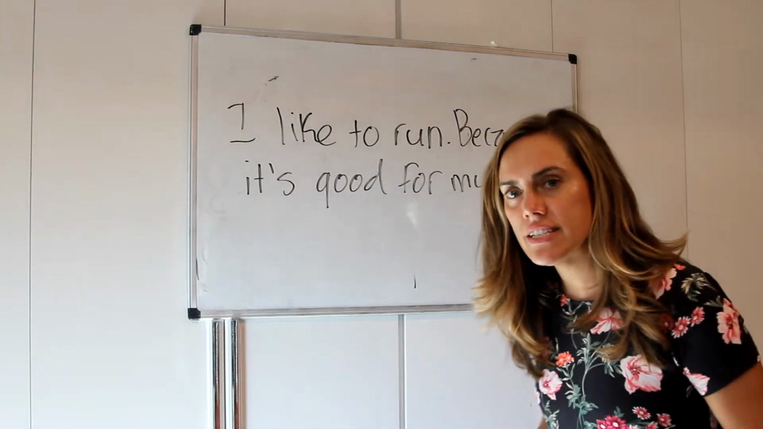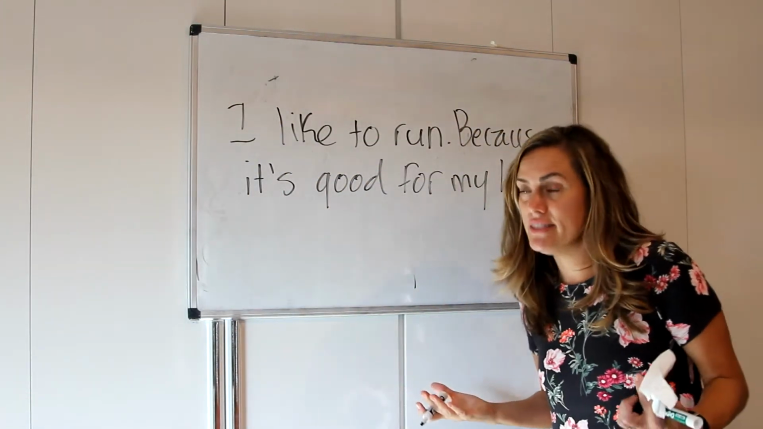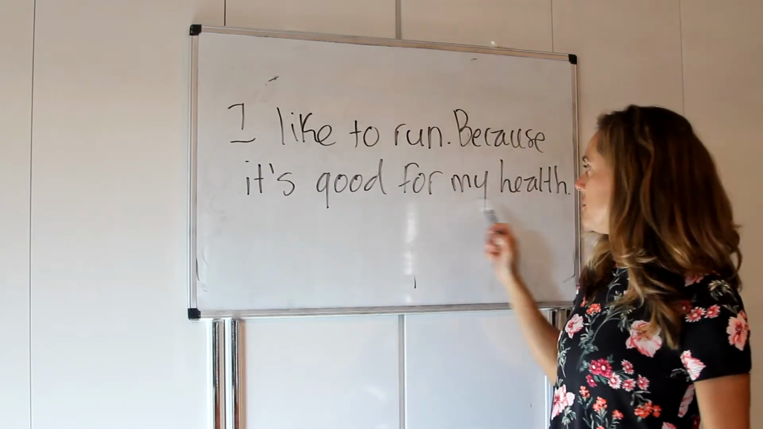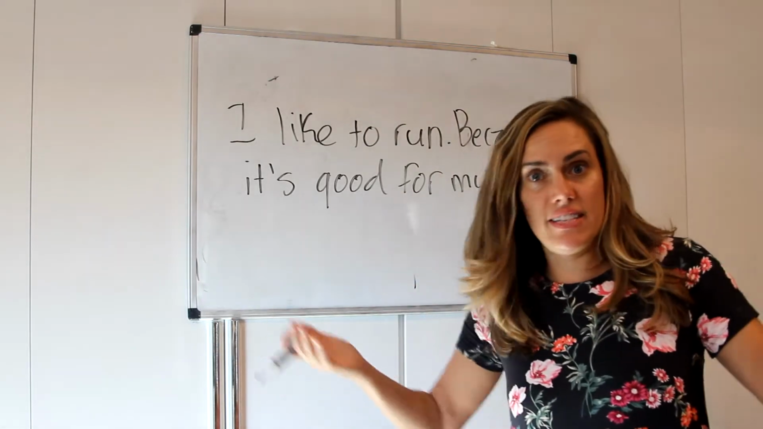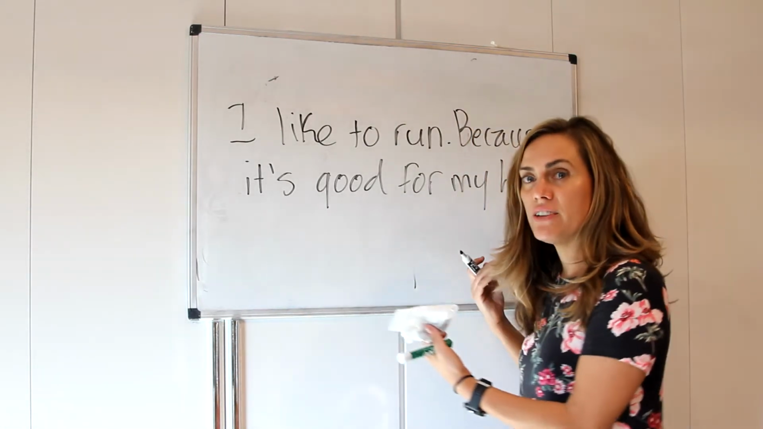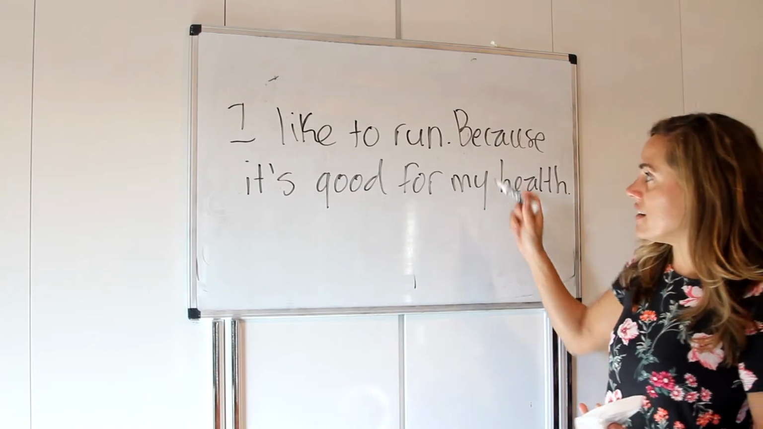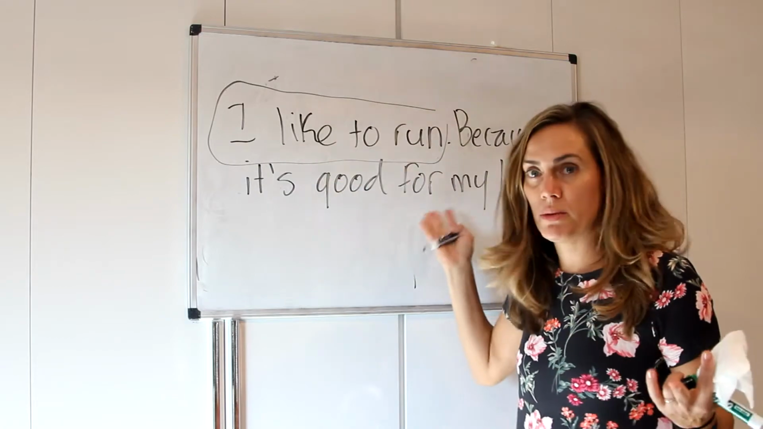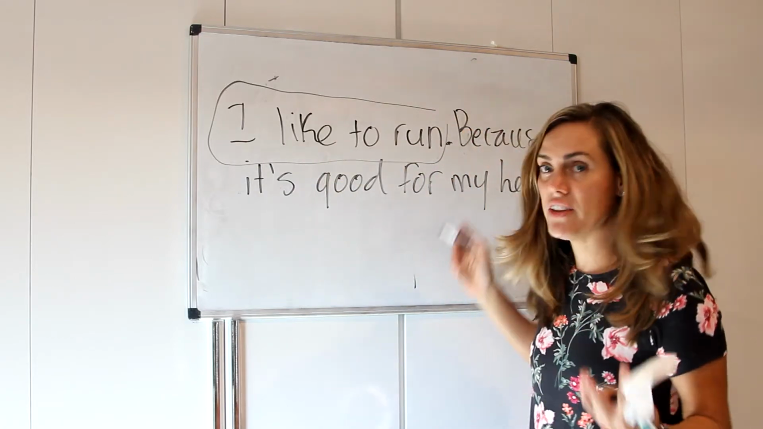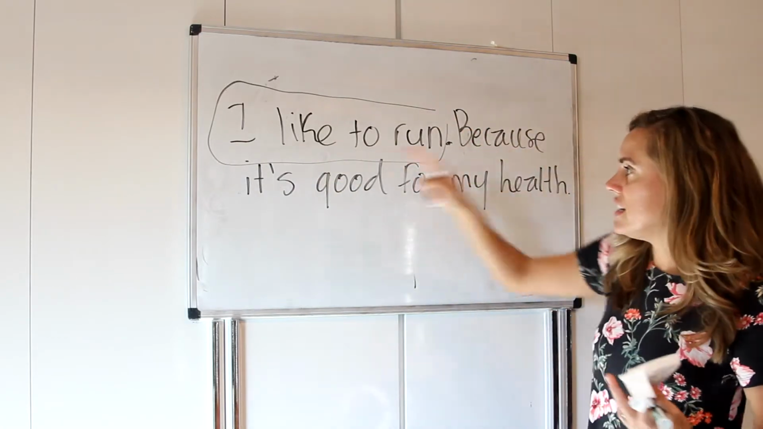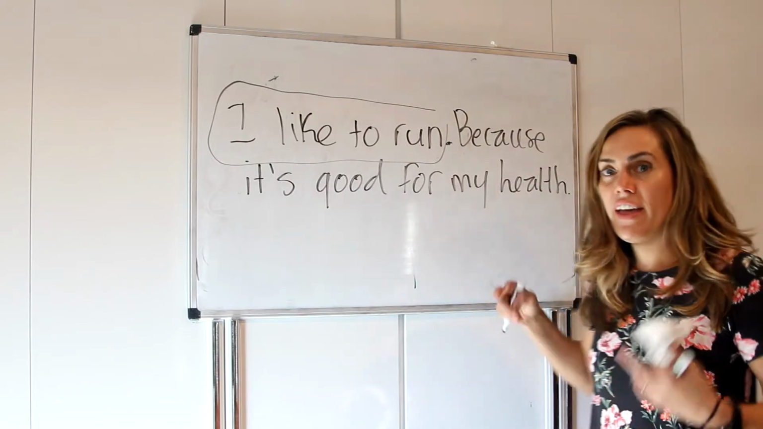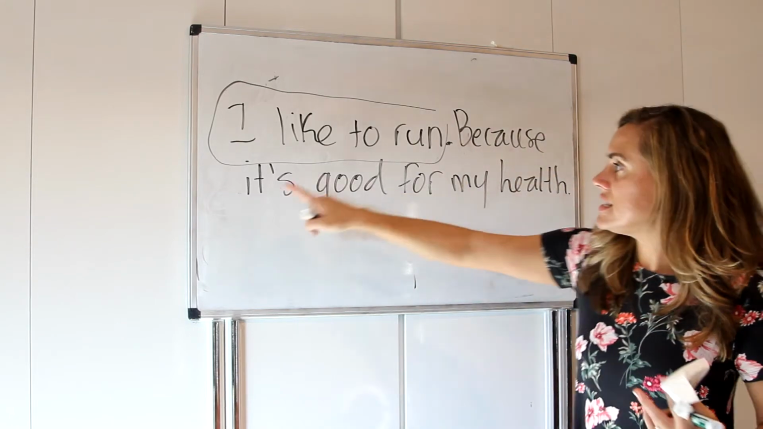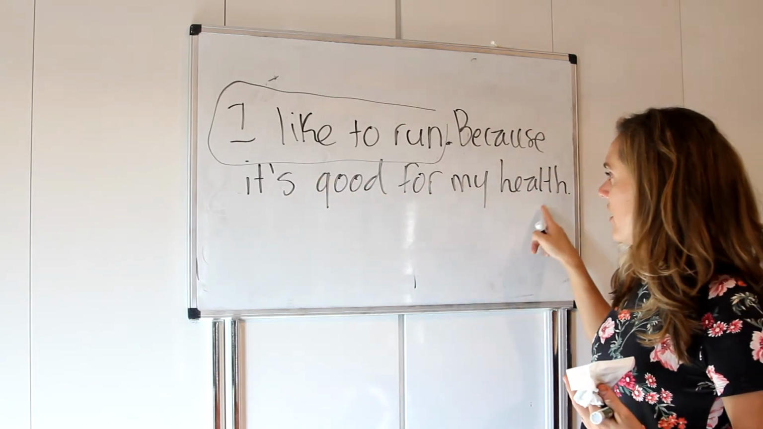Okay, let's take a look at these two sentences. I like to run. Because it's good for my health. Now, if I say that, it sounds perfectly fine, but if you're looking at it, you see there's actually a mistake here. This sentence is fine. It's a complete sentence with a subject, verb, complete thought. You can have a period there. But this, because it's good for my health, is missing something. Let's see what it's missing. Because it's good for my health.